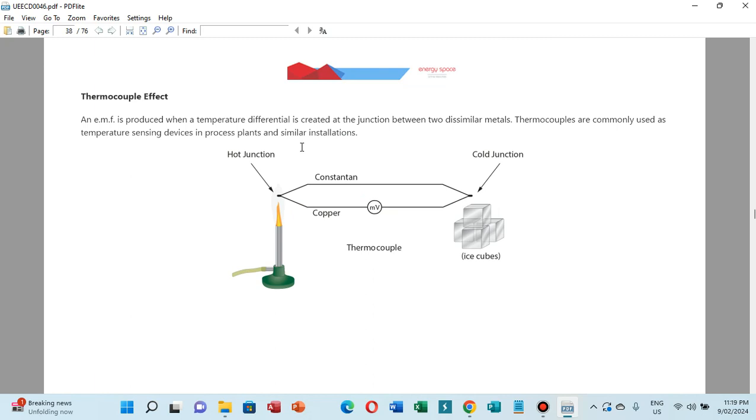Thermocouple effect means that here you can see the cold junction and the hot junction. When there are two junctions, in this case, the electrical current will flow because of the thermocouple.